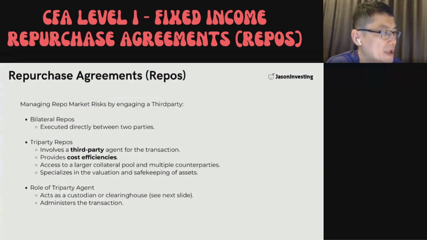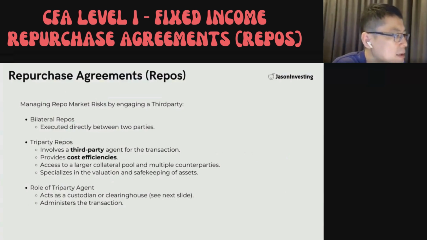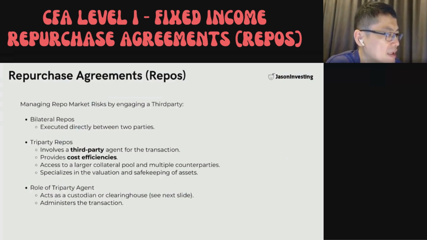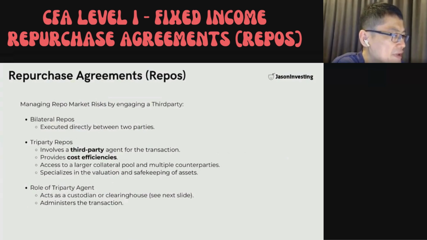Repo transactions can be done by engaging a third party. If no third party is involved, it's known as a bilateral repo. So these are executed directly between the two parties, but this will result in credit risk. But a tri-party repo involves a third-party agent for the transaction. This provides cost efficiencies because the collateral can be kept at the third party, so there's no need for collateral to be transferred between the two counterparties.